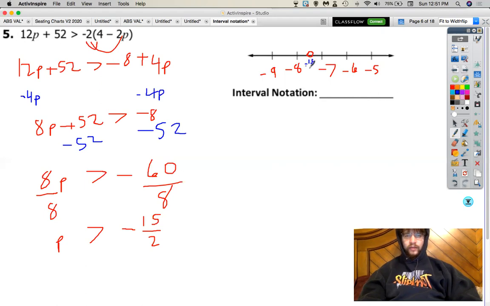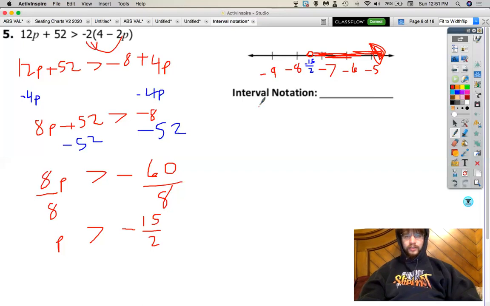Remember, for this class, decimals are a no-no unless I say so. And then we're just going to shade. It says p is greater than this number right here. So I'm going to shade to the right, all the bigger numbers. There.